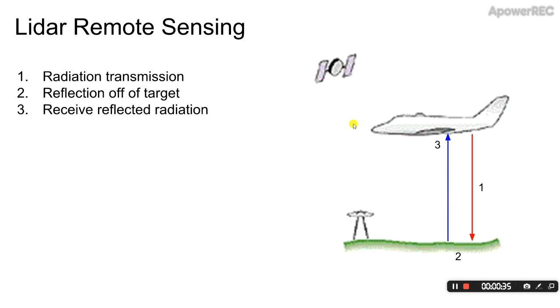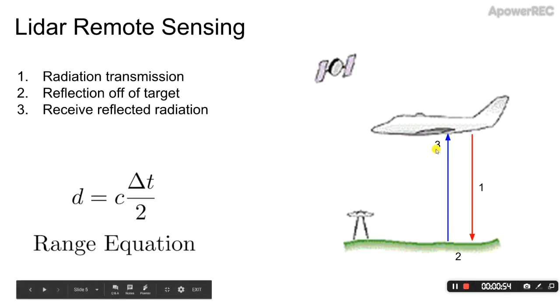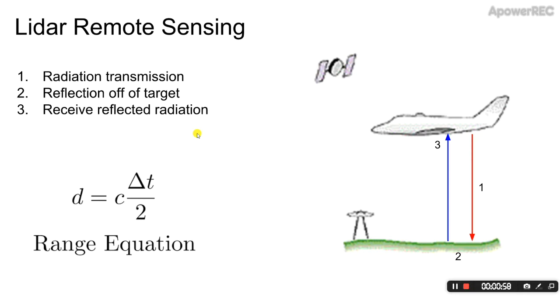Now, for the plane to truly measure the distance at which it's flying, we use the range equation, which is represented by c delta t over 2, where c is the speed of light and delta t is the time it took for the light to leave the plane, reflect off the surface, and be received by the plane again. And so we can use that distance to determine how high the plane is flying, or how far away a target is.